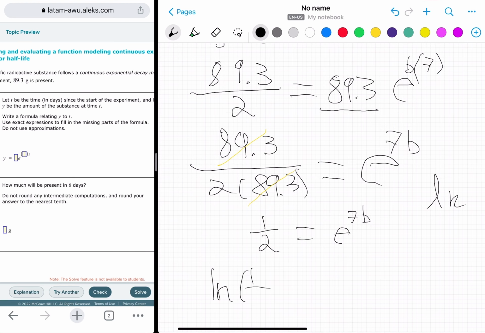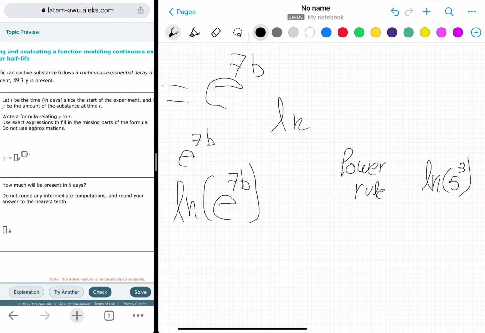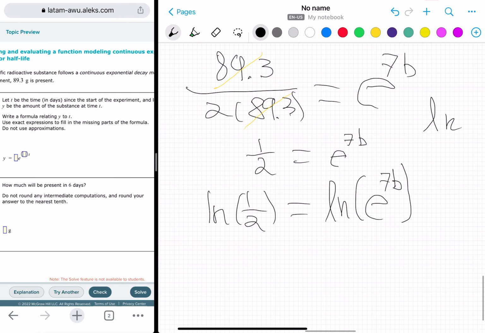And I applied natural logarithm because I know that there is this power rule of logarithms, in case you forgot, that whenever I have, for example, the natural logarithm of 5 to the 3, I can rewrite that as 3 times logarithm of 5. This is the power rule. So I want to apply that here, so that's why I added a natural logarithm of both sides of the equation. If I apply that, I can rewrite this as 7b times natural logarithm of e equals natural logarithm of 1 over 2.